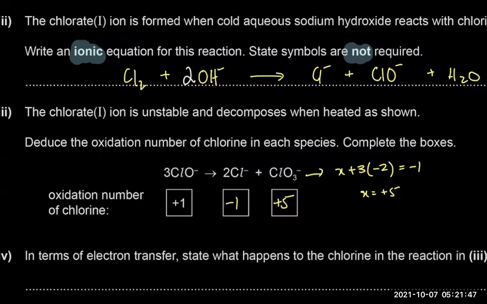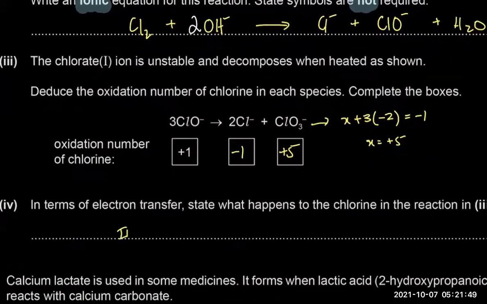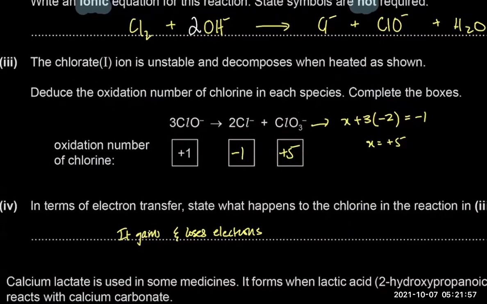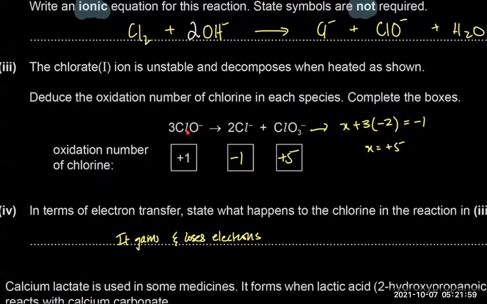So over here, this is a disproportionation reaction. We say that it gains and loses electrons. It's not that the same chlorine atom does both things. Basically, for every 3 chlorine atoms, two of them will gain electrons, they'll undergo reduction, and one of them will lose electrons to undergo oxidation. So from the same reactant, some are gaining and some are losing.